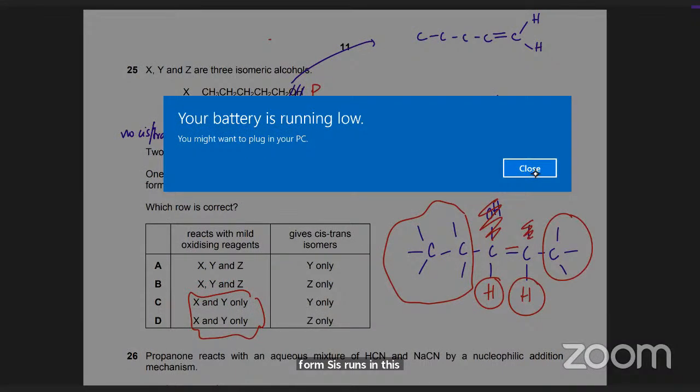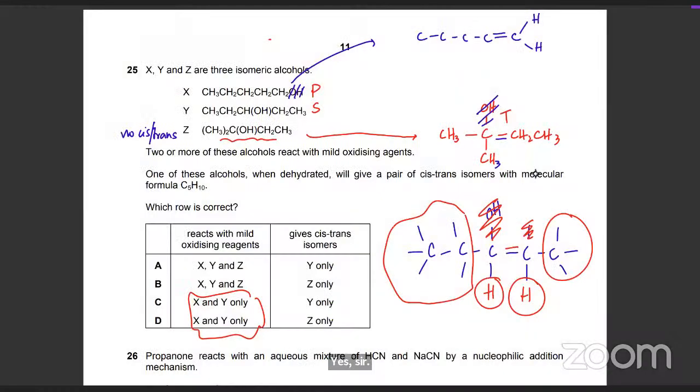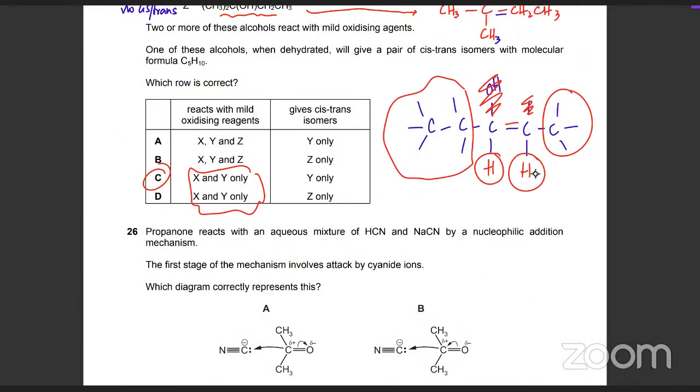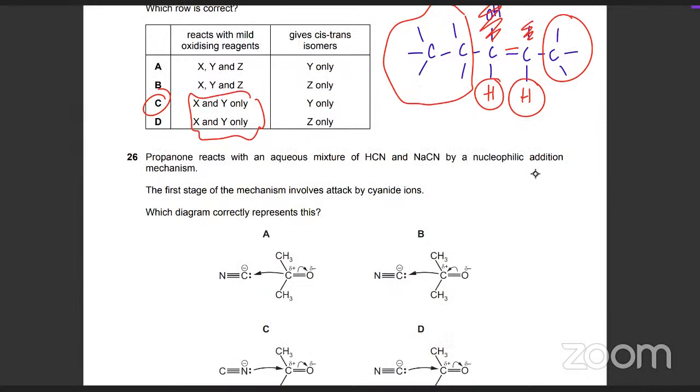You get clear? Yes, sir. So which option is it then? Sir, it will be C. Okay, so it's going to be C. Next one.